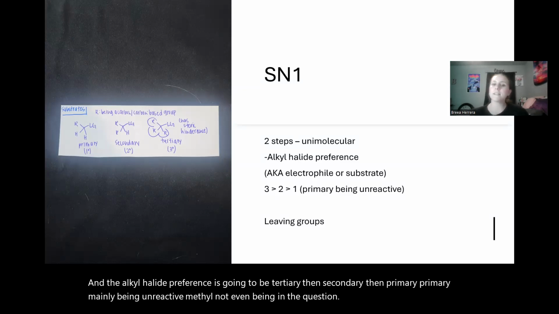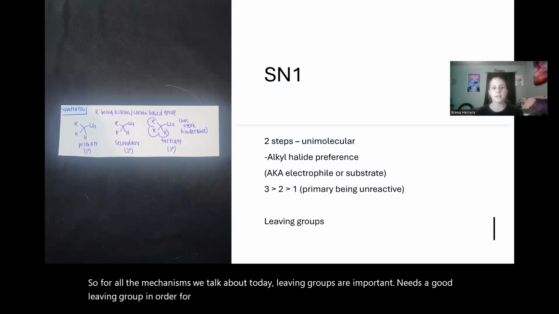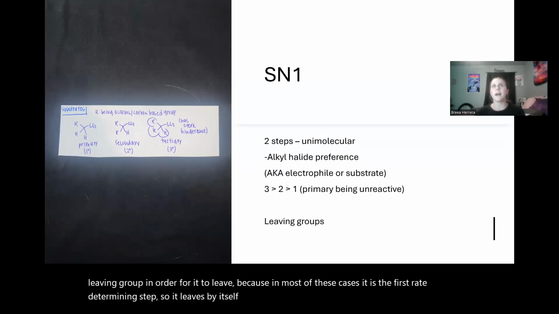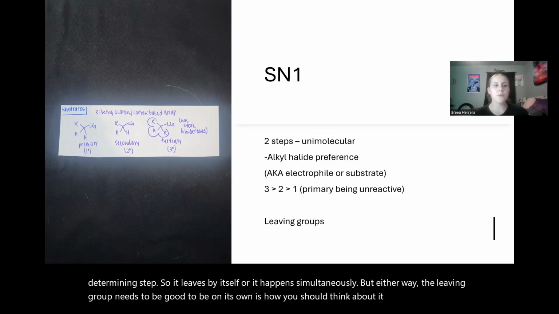So for all of the mechanisms we talk about today, leaving groups are important. It needs a good leaving group in order for it to leave, because in most of these cases, it is the first rate determining step, so it leaves by itself, or it happens simultaneously. But either way, the leaving group needs to be good to be on its own, is how you should think about it.